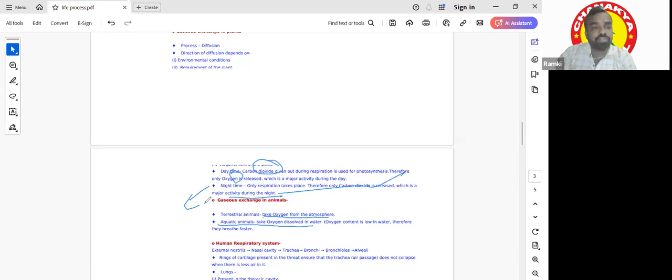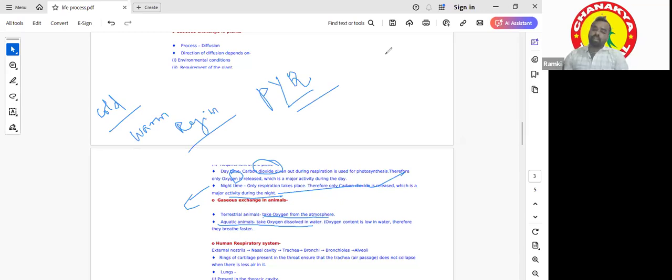There is one question they will ask. Aquatic animals live more in cold regions compared to warm regions. Why? Do you have any idea? This is also a previous year question. Aquatic organisms live more in cold regions compared to warm regions. Why? Any idea?